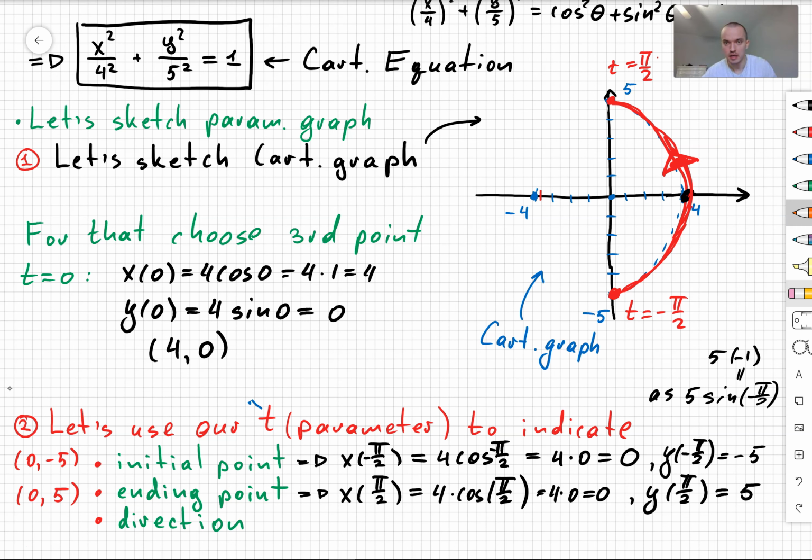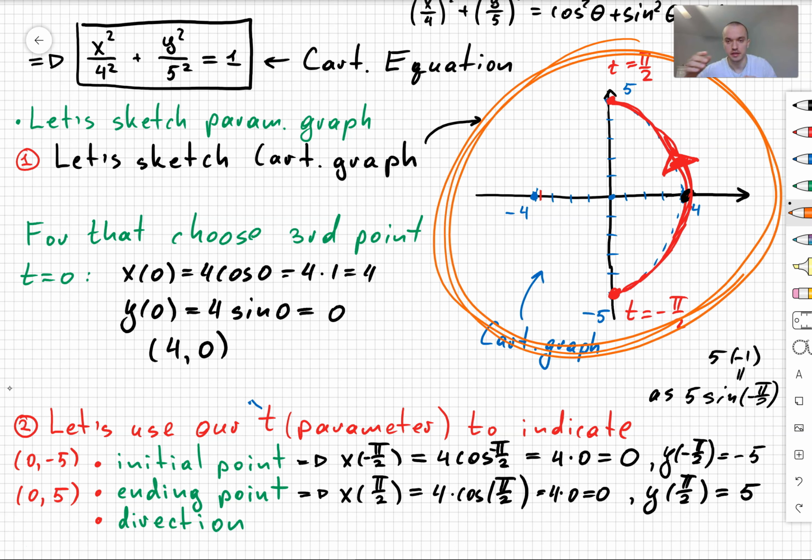So the parametric graph is a finite subgraph of the Cartesian graph, where you're going to indicate your initial point, which in this case is t equal to negative pi over 2. You're going to indicate your final point, t equal to pi over 2, and then you connect them and show the direction, the arrow from the initial point to the final point.